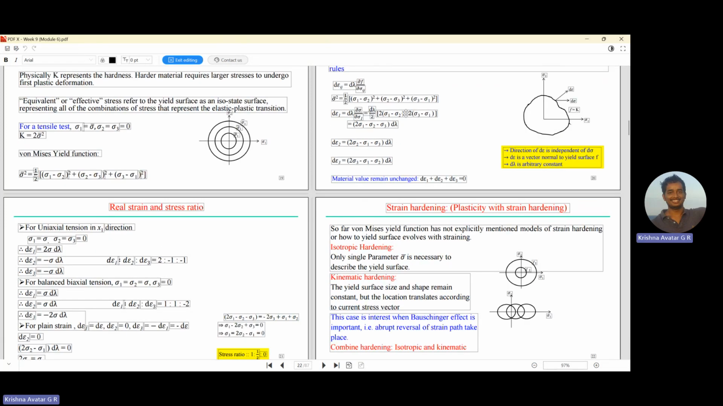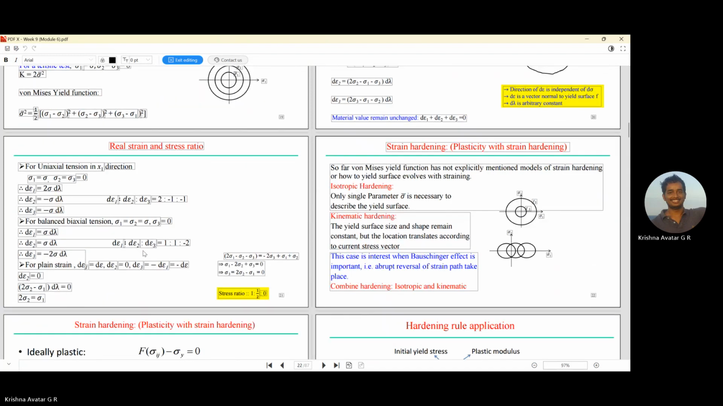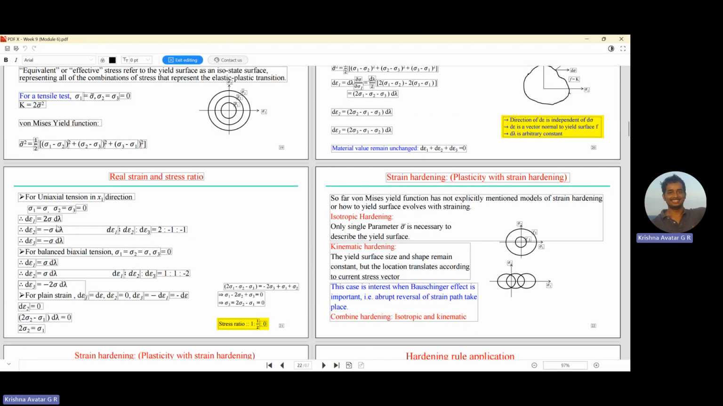Now that we have these expressions, we'll try to determine the ratio of strains. For uniaxial tension in the x1 direction, we have sigma 2 equal to sigma 3 equal to 0. Upon substituting these values in these expressions, we have 2 into sigma minus 0 minus 0, then minus sigma for the second, and minus sigma for the third. These are the resulting expressions for d epsilon 1, d epsilon 2 and d epsilon 3, and the ratios go as 2 is to minus 1 is to minus 1.